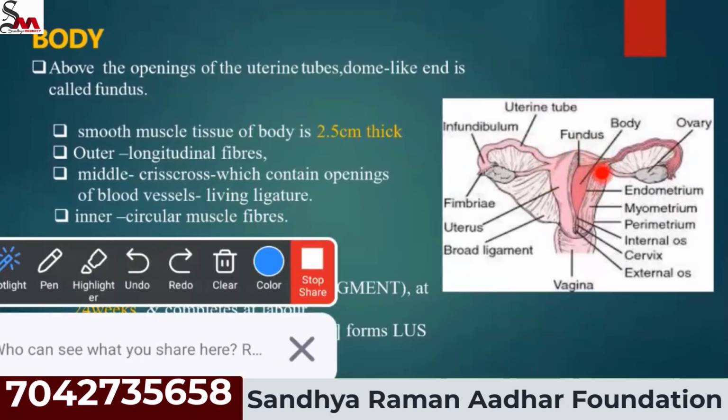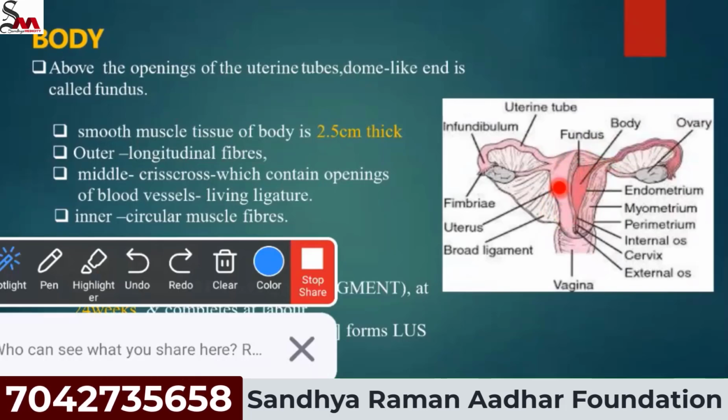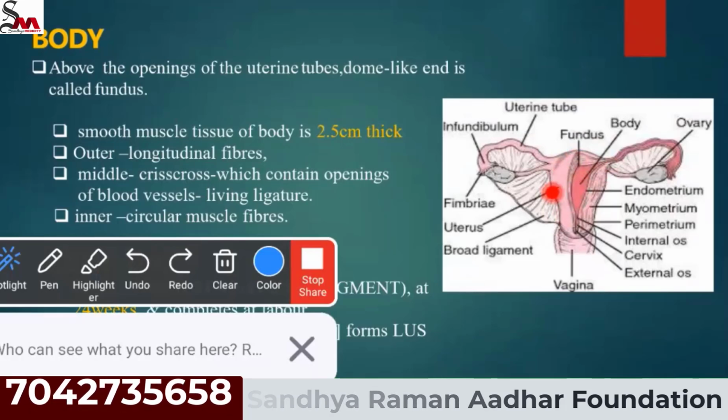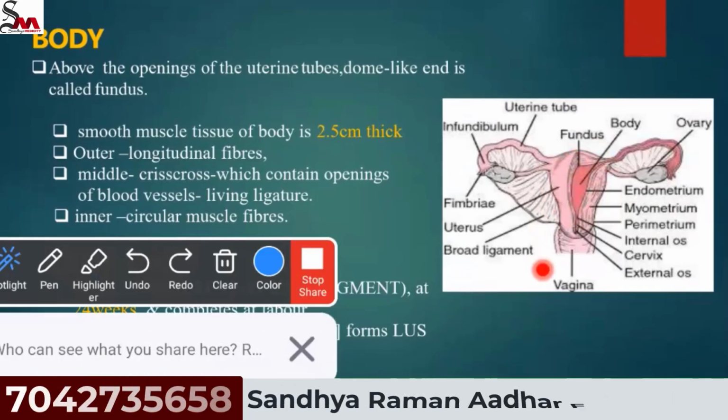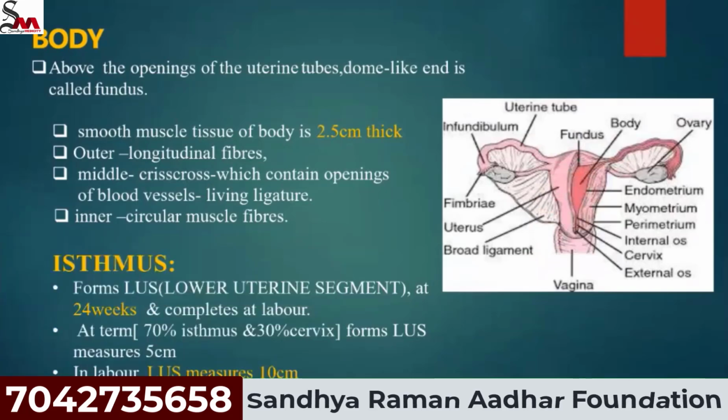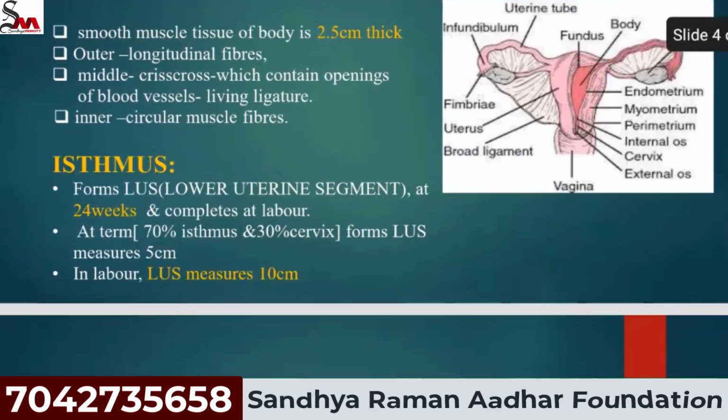The dome-shaped upper structure is the fundus, and this thick musculature can be further divided into 3 parts. The outer part is longitudinal fibers. In the middle, it is crisscross because it contains vessels, and the inner side of this thick musculature has circular fibers. And about the isthmus, this forms the lower uterine segment at 24 weeks and completes at labor.